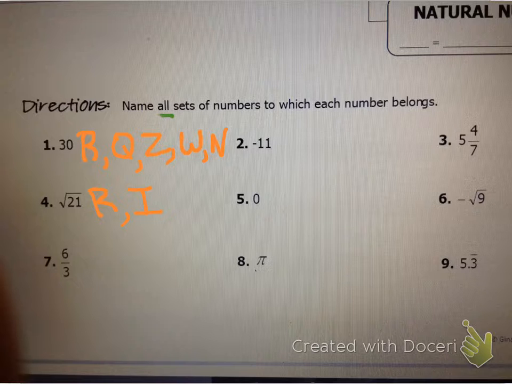Sometimes, though, you also have to look at whether or not you can simplify it. If you're looking here at number 7, 6 over 3. Well, 6 over 3 is just 6 divided by 3, which is actually 2, which is a real number. It's rational. It is an integer. It is a whole number. And it is a natural number. So you can go ahead and finish those next 6 on your own.